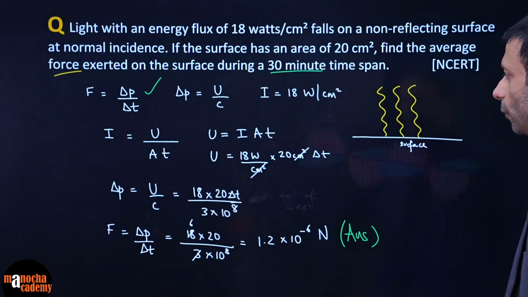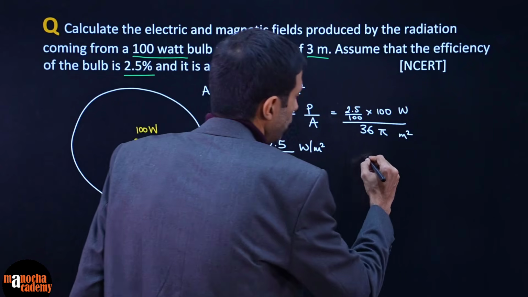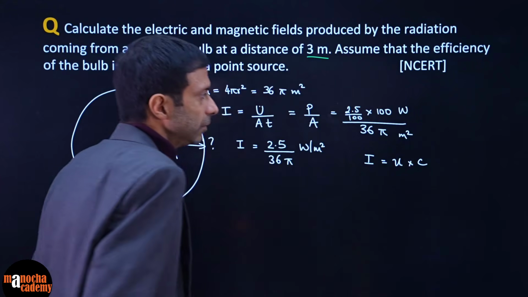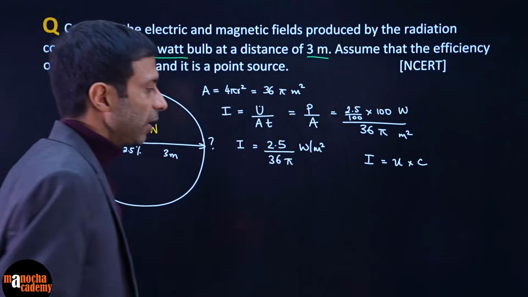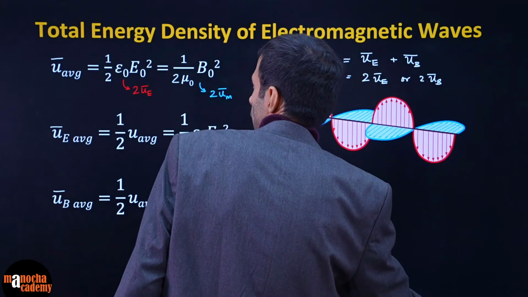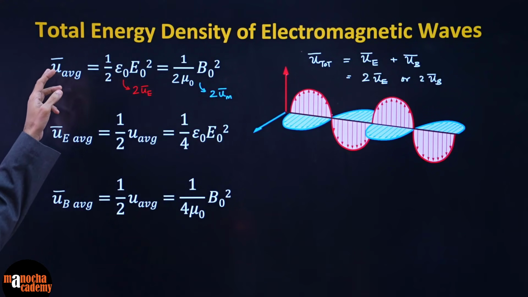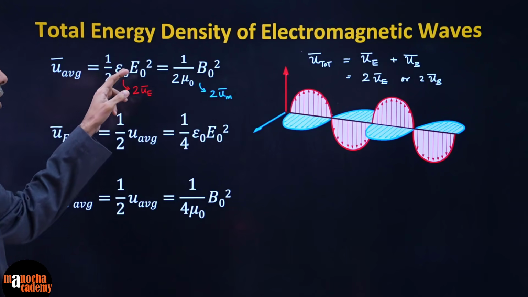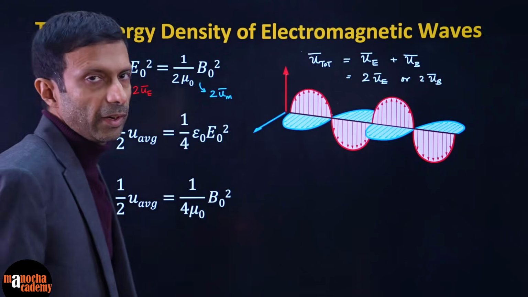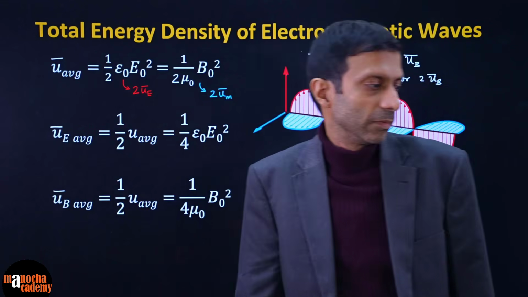So see, a lot of connections we have to make over here. So intensity we have got, and the intensity formula we know is energy density of the wave times C. Now what is this energy density formula? U, so we have to connect a lot of formulas here, it's all a game of formulas. U, if you remember, the U average was half epsilon naught E naught square. So from there we can work out the value of E naught.